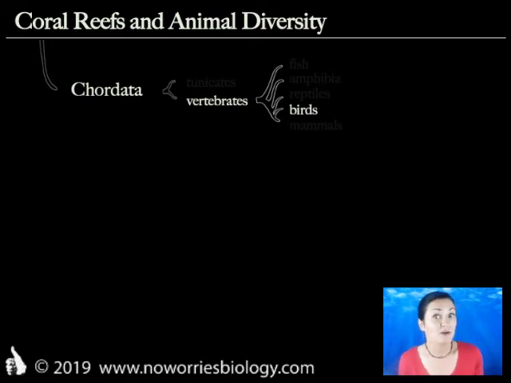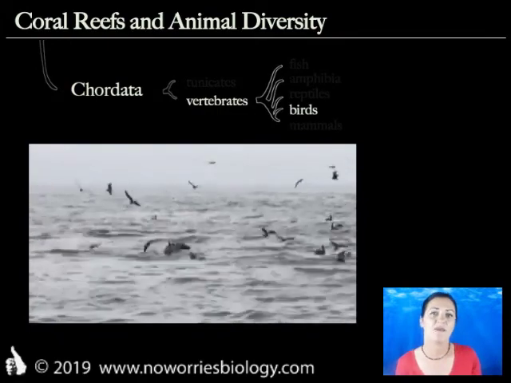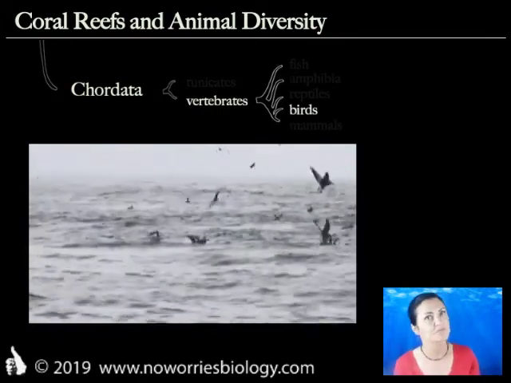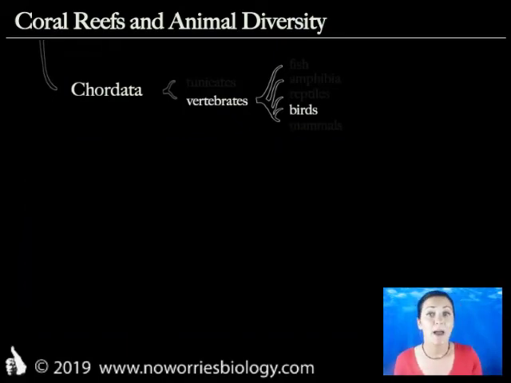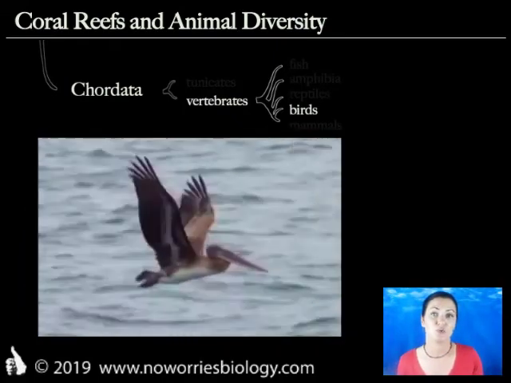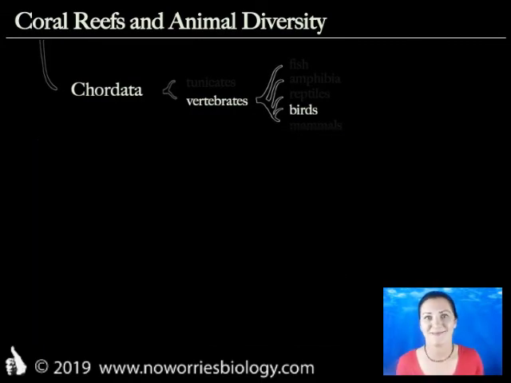Some birds feed on fish living in coral reefs, keeping their population in check. They dive into the water to catch their prey, and then they come back up to the surface and eat their food. And bird droppings bring nutrients back into the ocean water. So you could say that birds are kind of fertilizing the ocean.